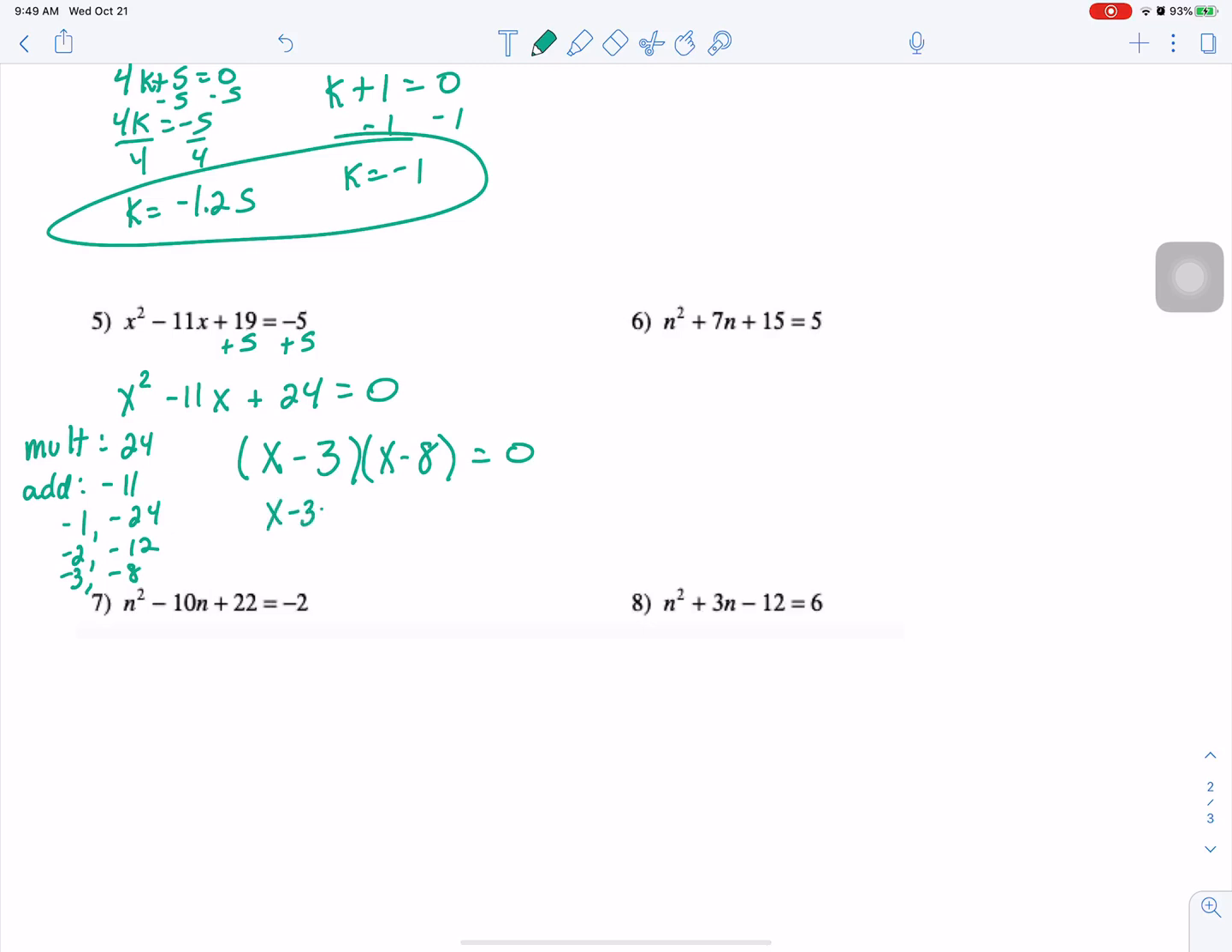So x minus 3 equals 0. So x equals 3, and x minus 8 equals 0. x equals 8. So try a few more of these, check them with the answer keys.